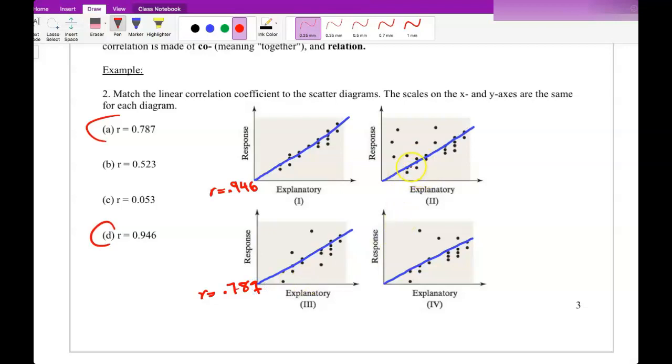And then after that, between this one and that one, I have more points here on top that are not on this straight line. But on this one I have fewer points, so I'm choosing this as 0.523. So between these two, the highest one is what I have here. And finally, this has the lowest positive correlation.